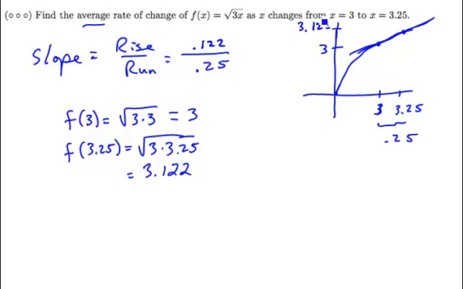If you want to be more mechanical about it, it would be the y at the upper value minus y at the lower value. So 3.122 minus 3 is 0.122. And so this ratio, which defines the slope of the secant line, is the average rate of change. And that comes out to be 0.448, somewhere right around in there.